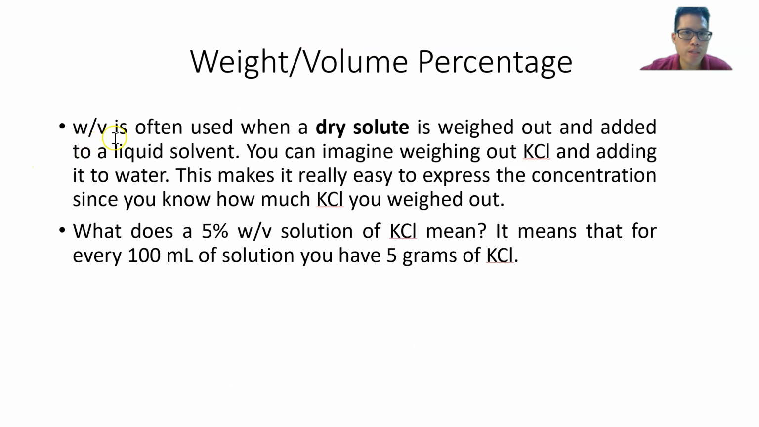Weight per volume: when you're talking about weight per volume, you're talking about a volume of 100 ml. So if you're talking about a 5% weight per volume solution of KCl, what does it mean? It means that in 100 ml, you have 5 grams of KCl. Very simple: 100 times 5% gives 5 grams. So there are 5 grams in every 100 ml of solution. If you pick out a 100 ml solution, inside there are 5 grams of KCl.